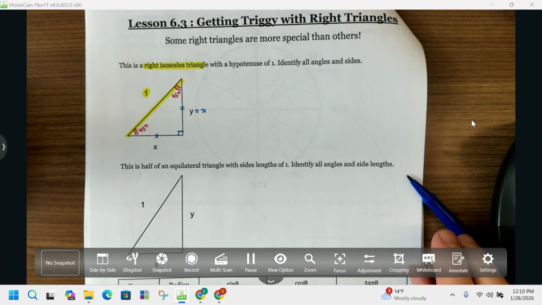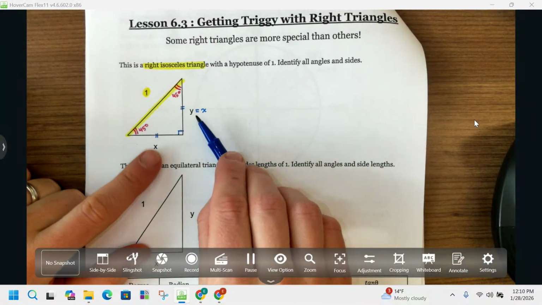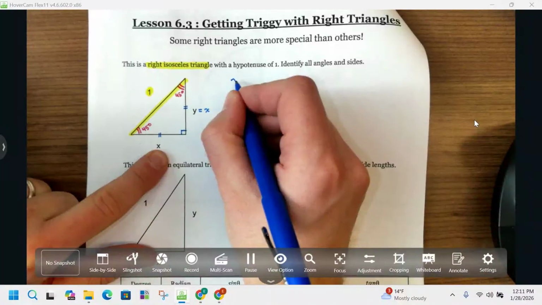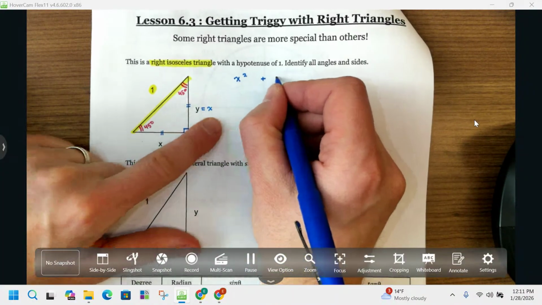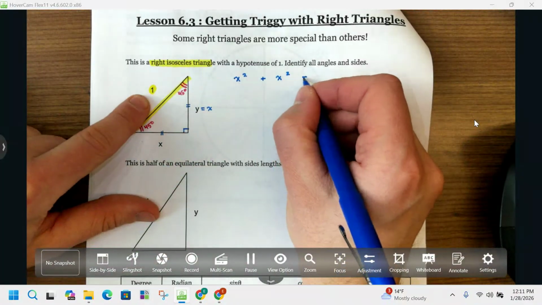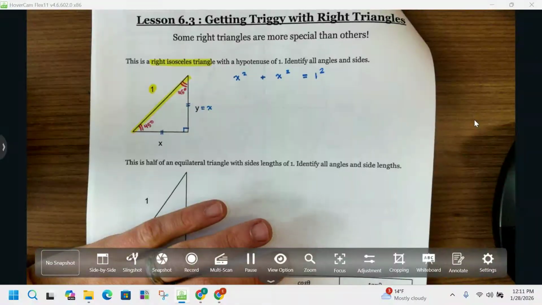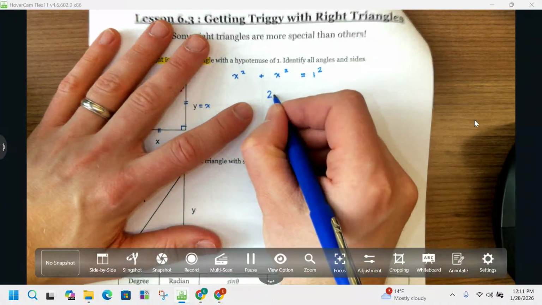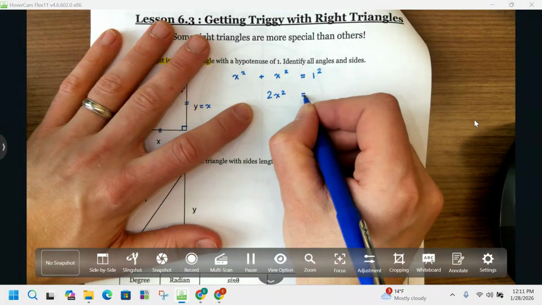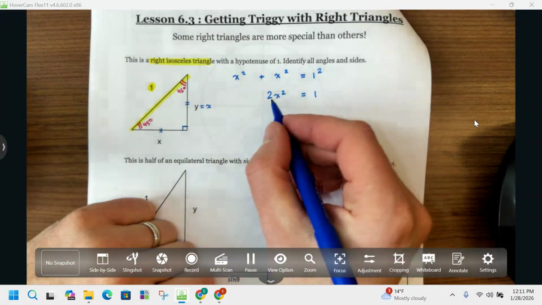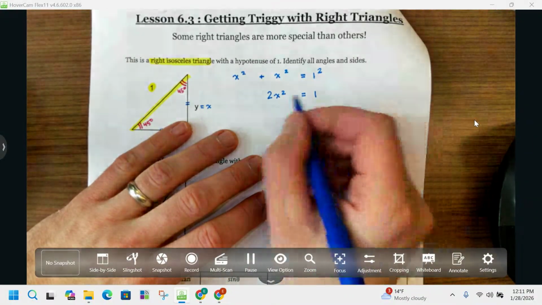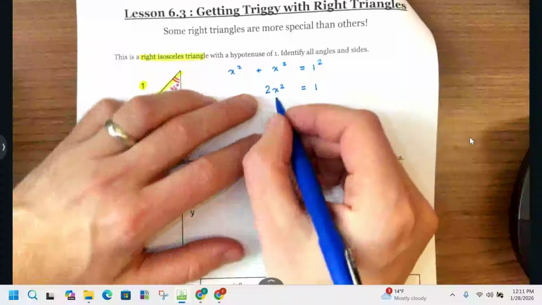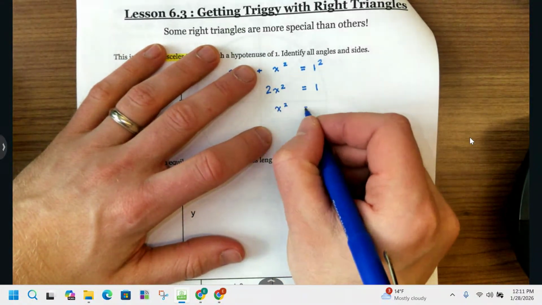All right, so where does that get us? Well, we want to figure out what the length of these 2 sides are. So what we're going to say is that by Pythagoras, if you take x squared and you add x squared to it, you're going to get the hypotenuse, which is 1 squared. And then let's simplify here. x squared and x squared is 2x squared. And then let's isolate the x squared by dividing both sides by 2. So x squared is equal to 1/2.